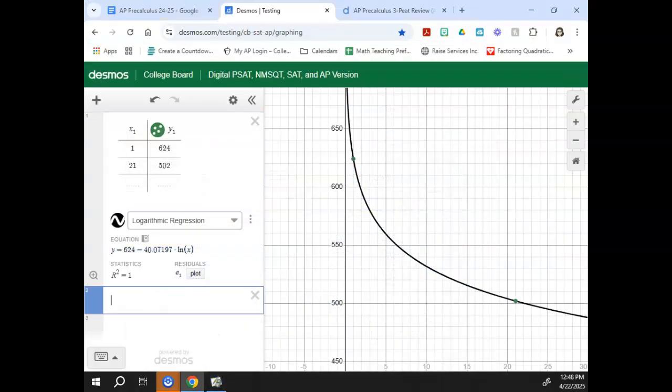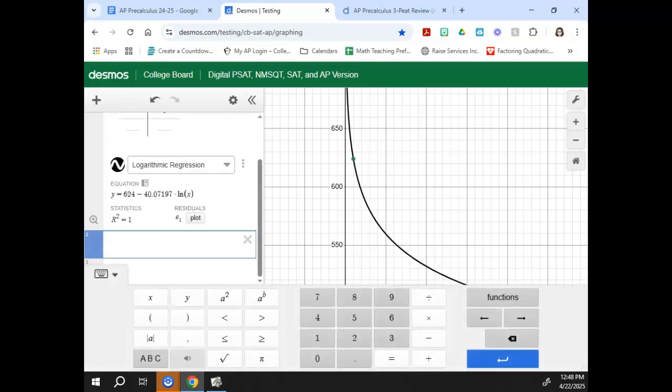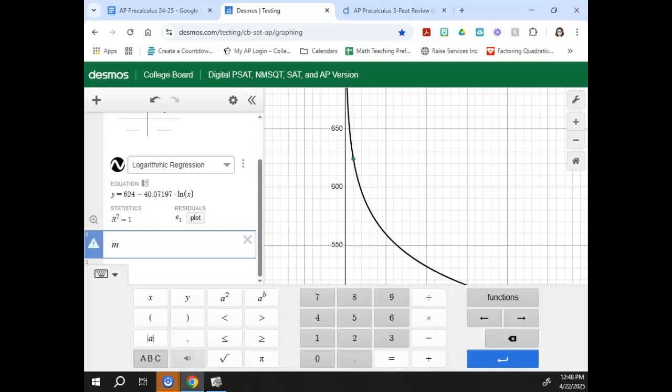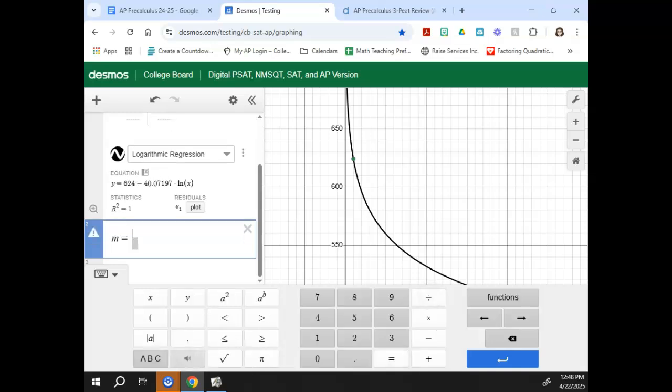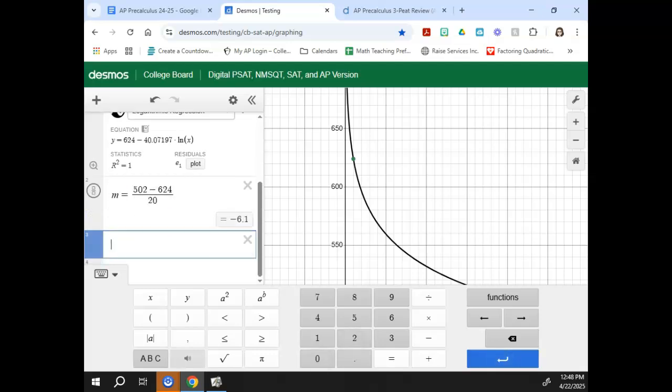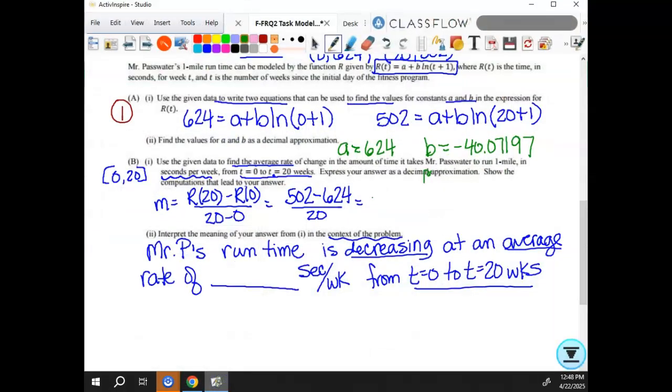So this time, I'm going to try to remember to put the m equals, and then I'm going to type that in, 502 minus 624 over 20. And there's your slope. So that is a negative 6.1. And it is seconds per week, which it tells me in the question.